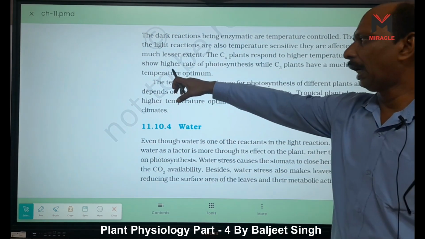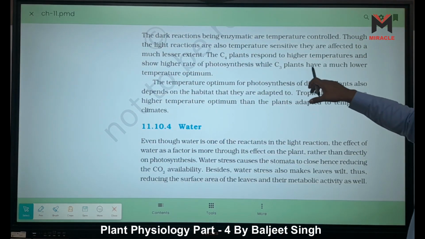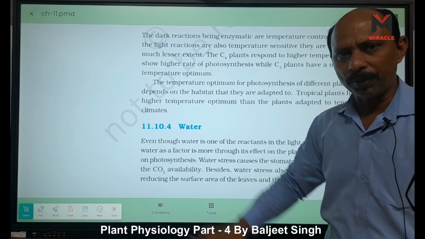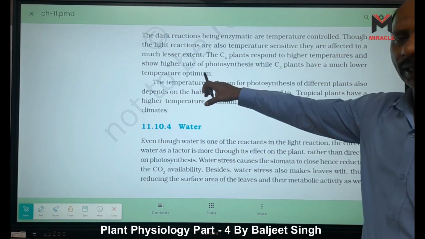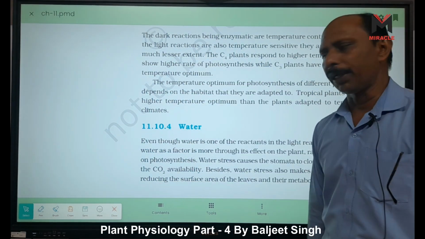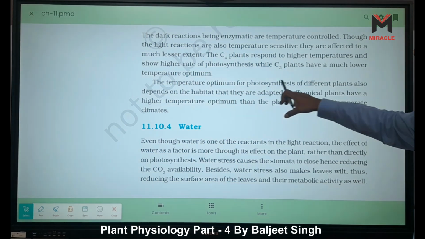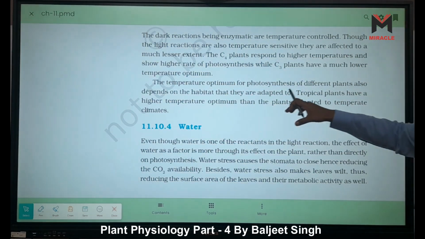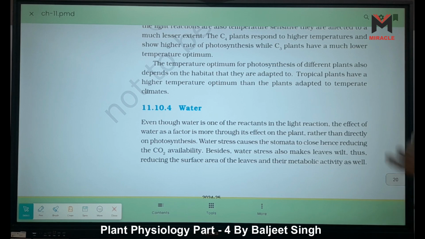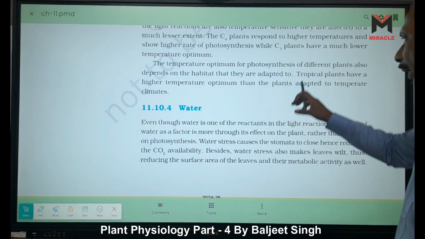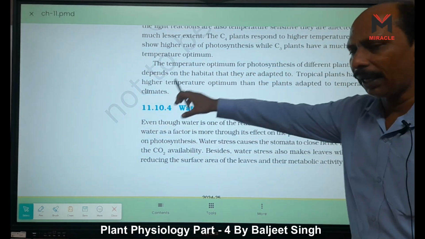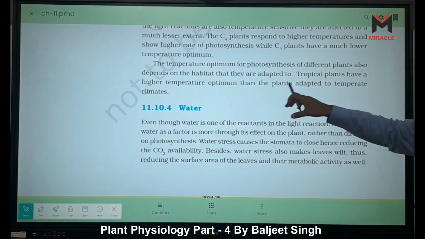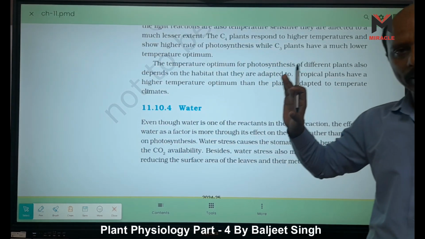C4 means a higher rate of photosynthesis, while C3 plants have a much lower temperature optimum, right? C3 is 20 to 25 degrees centigrade, and C4 is 30 to 40 degrees centigrade. The temperature optimum for photosynthesis of different plants also depends on the habitat they are adapted to, whether polar or temperate. Here it is given that tropical plants have a higher temperature optimum than plants adapted to temperate climates.